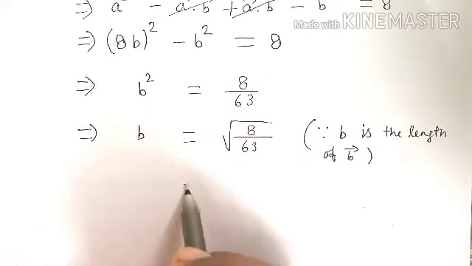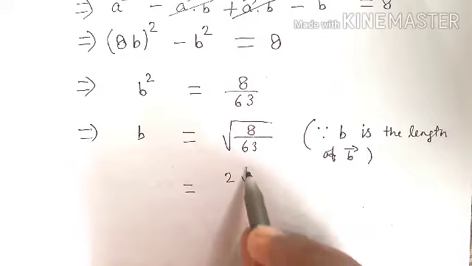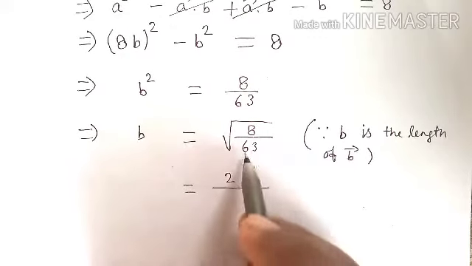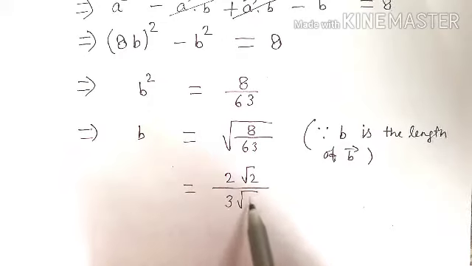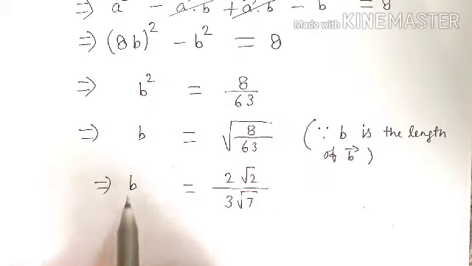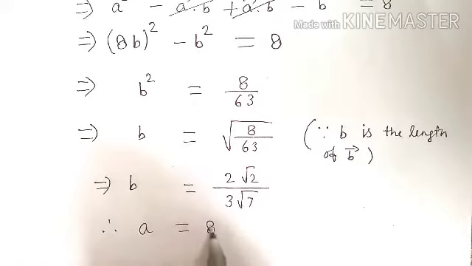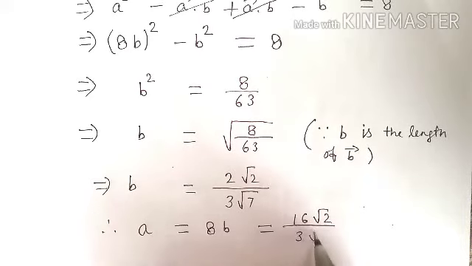If we take the square root of 8, we get 2 root 2, and the square root of 63 is 3 root 7. Therefore A is equal to 8B, which is equal to 8 times 2 root 2 by 3 root 7, that is 16 root 2 by 3 root 7.